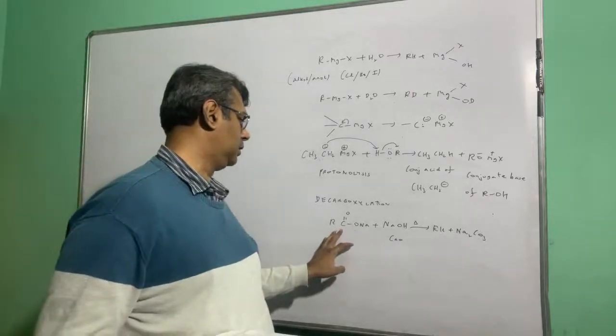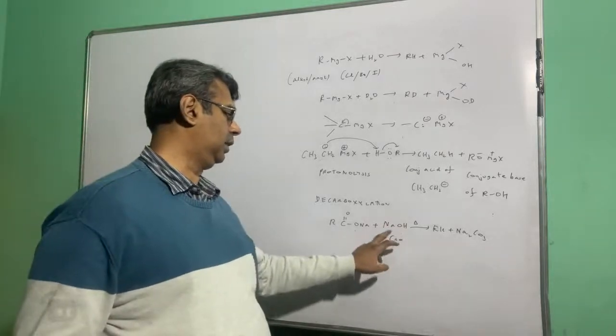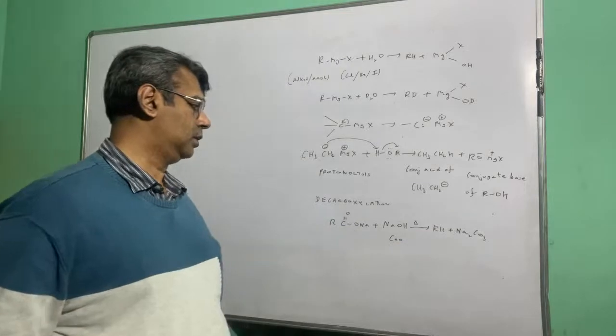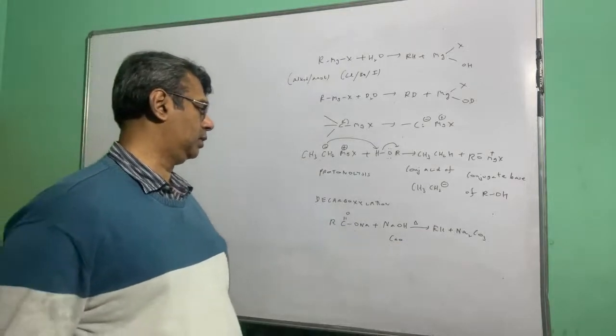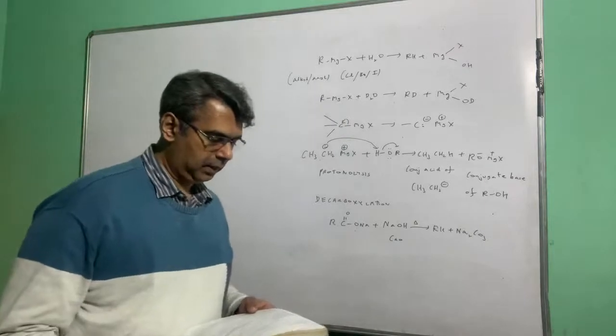So decarboxylation: this is the sodium salt of carboxylic acid plus NaOH, this is soda lime, and on heating it gives alkane plus Na2CO3. So this is decarboxylation, right?